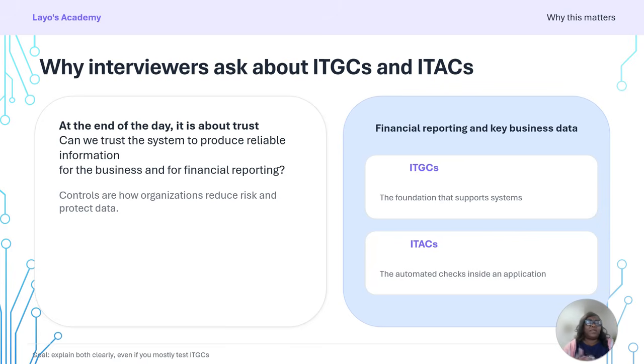So controls are how organizations reduce risk and protect data. They are the measures put in place to make sure that risk can be prevented or mitigated. The goal is to be able to explain both clearly. Even if you are testing only ITGCs, you should still be able to explain ITGCs and ITACs in your interviews. At the end of the day, you can say, oh, I only do IT general controls, but they still expect you to be able to explain both.